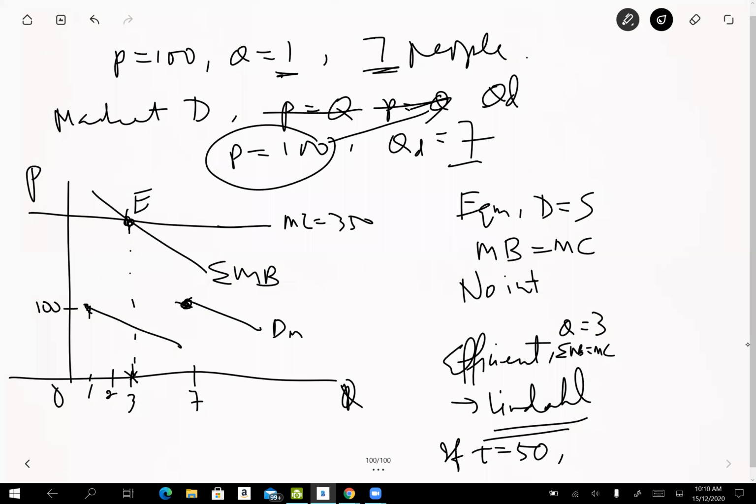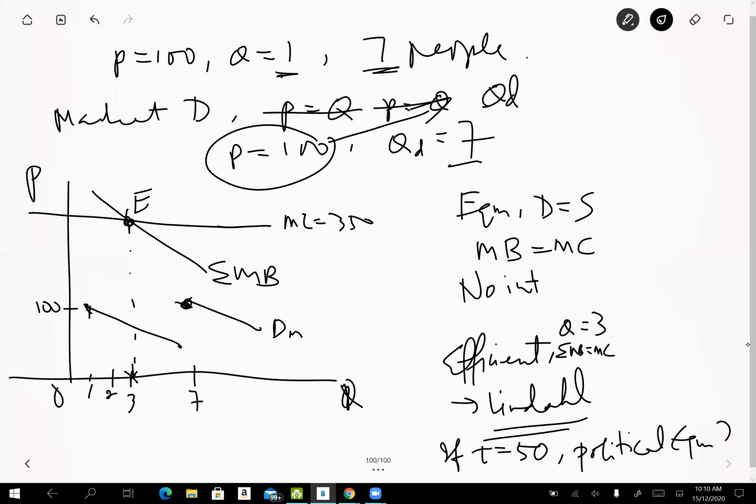So now that second part is if T equal to 50, okay? Now how do you get that 50? 350 divided by 7, okay? The tax share is 50. So you find the political equilibrium. So what is the political equilibrium? The political equilibrium is the model where you do the voting.